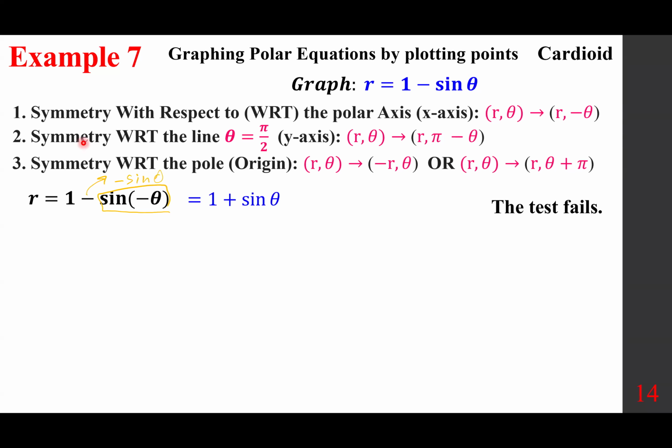Now we go with the second one. Replace the theta with pi minus theta here. And then sine of alpha minus beta is sine alpha cosine beta minus cosine alpha sine beta. So this part becomes sine pi cosine theta minus cosine pi sine theta. Again, everybody remembers the identities that we have discussed.